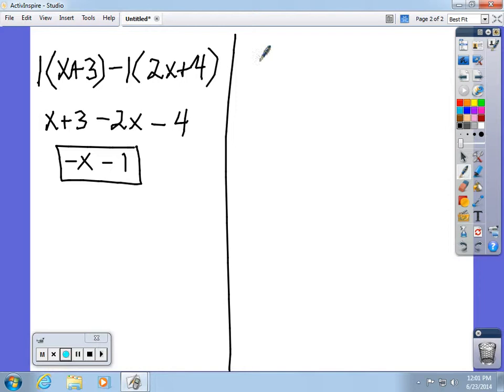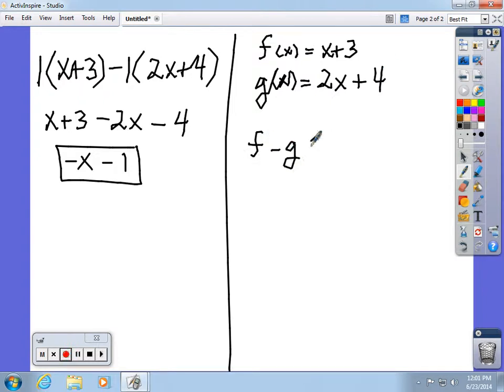So now I'm going to do f of x is equal to x plus 3, and g of x is equal to 2x plus 4. And now I want you to find f minus g of x. Well, what is f minus g of x? Negative x minus 1. It's the same thing you get back in pre-algebra. You just do this. x plus 3 minus 2x plus 4.